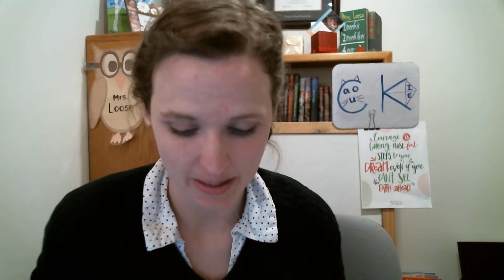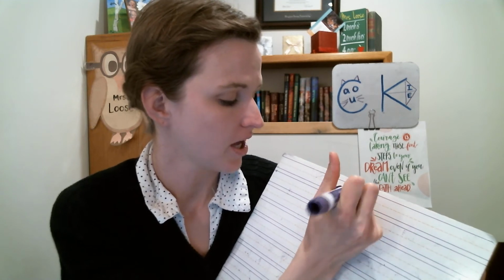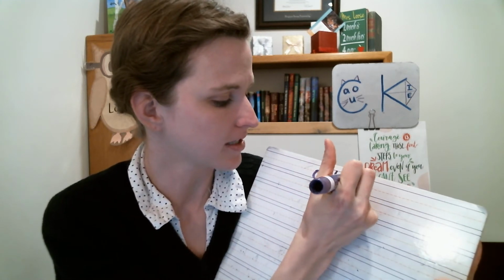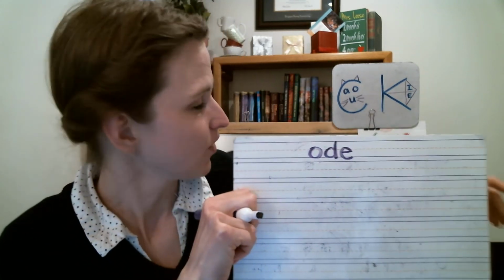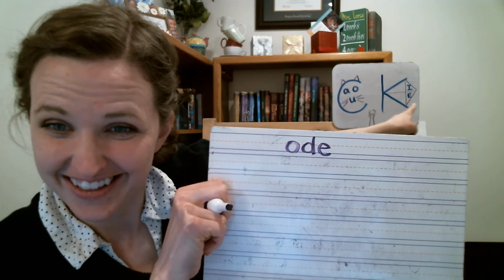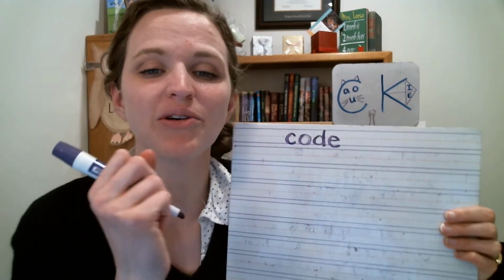Do this with me. Do you remember that word we wanted to spell at the beginning of class? It was the word code. Code. Well, it's a long O, so I know I need a silent E at the end. Code. Which letter do I use? C.